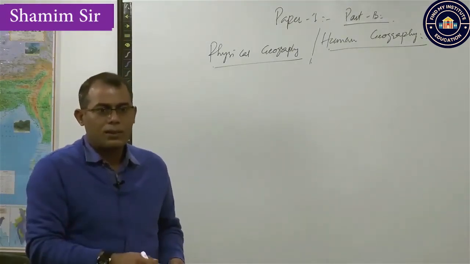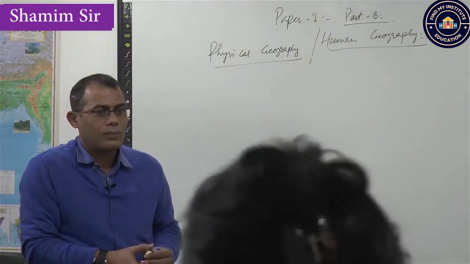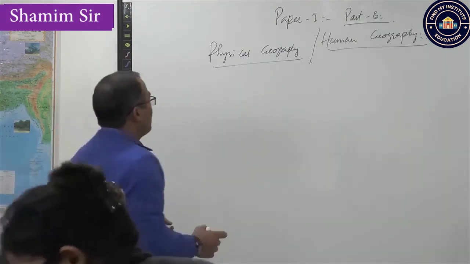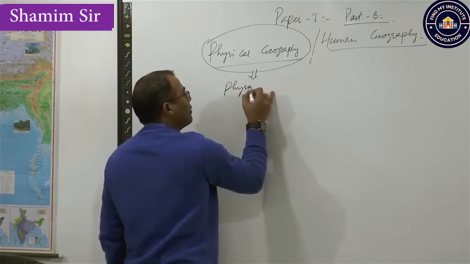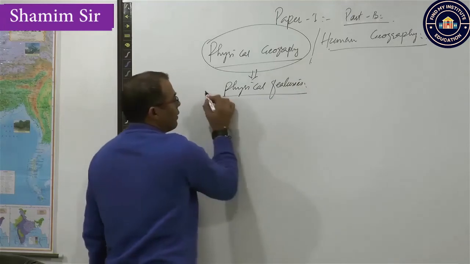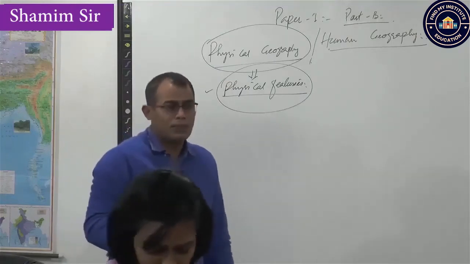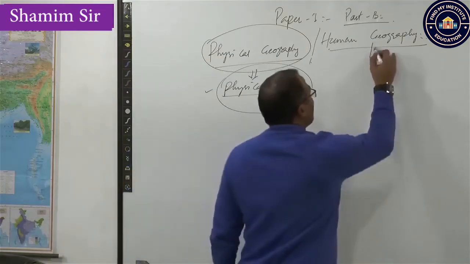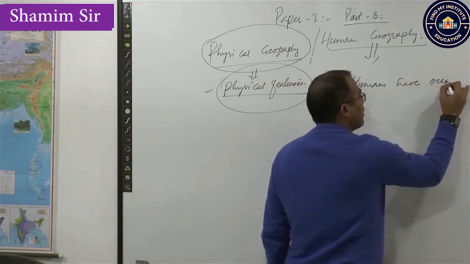How geography is affecting dietary habits will come under human geography, right? And if you look at physical geography, that is primarily about the physical features. When you talk about physical features, that is the landforms, the climatic aspects and several other aspects related to physical geography. And human geography is how humans have occupied this space.